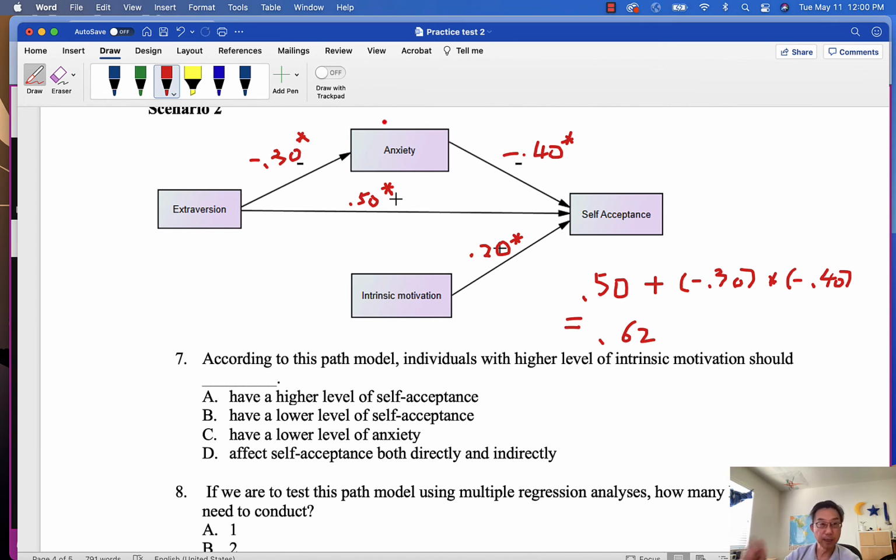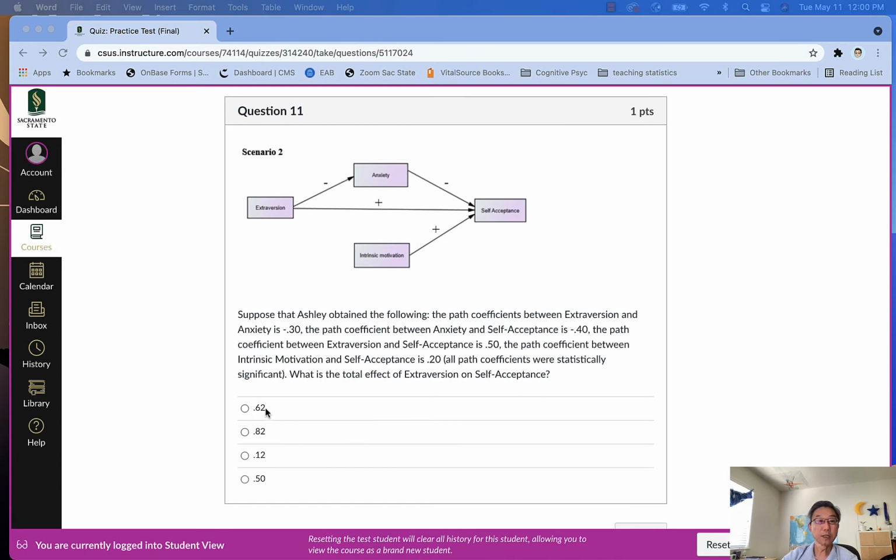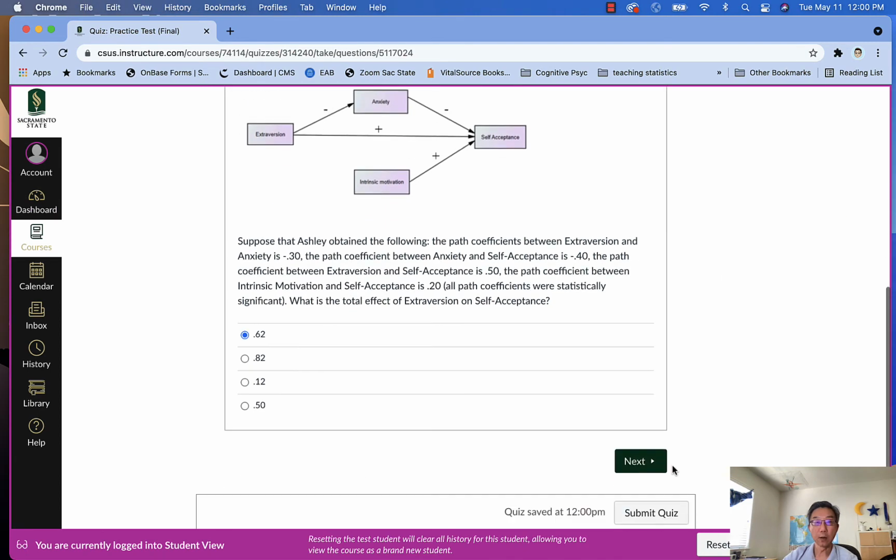So the total effect of something on something is the sum of the direct effect and the indirect effect. And the indirect effect in a path model is calculated as the product of the path coefficients that complete the path. So 0.62 is our answer.